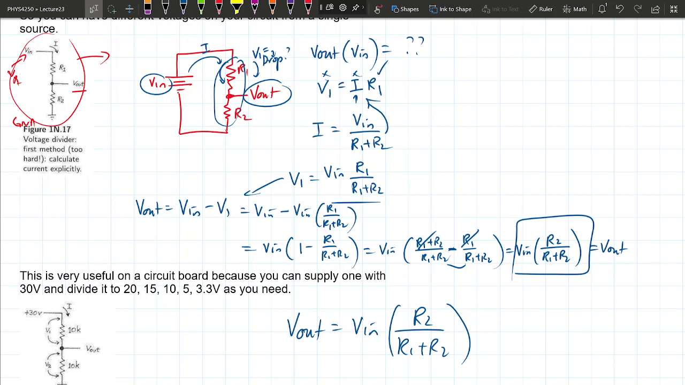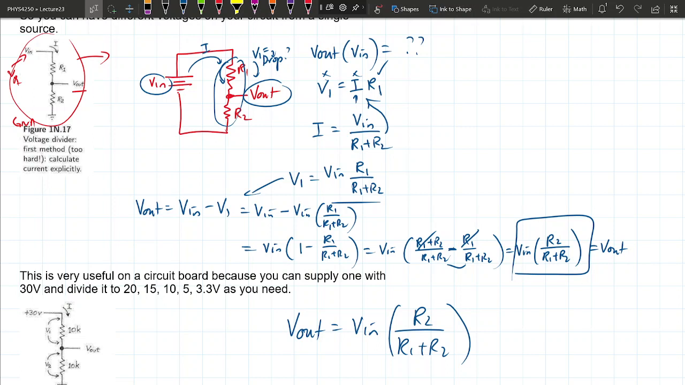So that's why this is a pretty useful little circuit. Let's say you have a 30-volt power supply, but you actually need 15 volts or 10 volts here and there. Instead of having a 30-volt, a 10, and a 20, and having 10 different power supplies to supply all the different voltages, you can just divide that. You set the voltage on your breadboard to be the highest one you need, and you can divide those out as you need it, just by picking the right R1 and R2. You can set it to whatever numbers you want according to this equation. And that's basically what your laptop does a lot of the time.